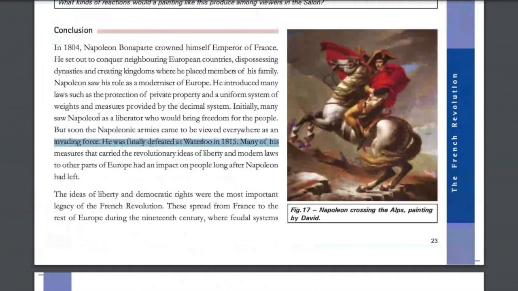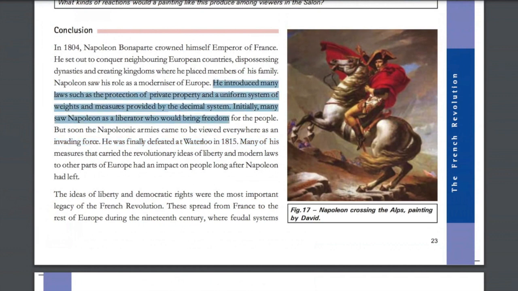So the measures which were brought by Napoleon were the uniform system of weights and measures, which was provided by the decimal system. And he introduced many laws such as protection of private property. Yeah, this is very important. So people saw him as a liberator who would bring freedom for the people. So that is how he was trying to modernize Europe. He saw himself as a modernizer of Europe.